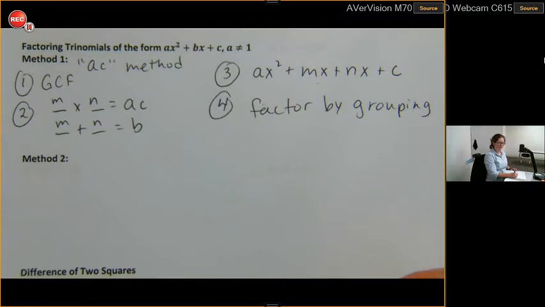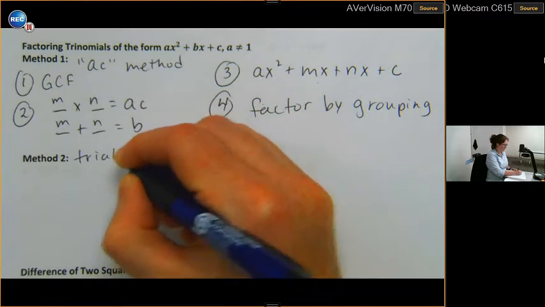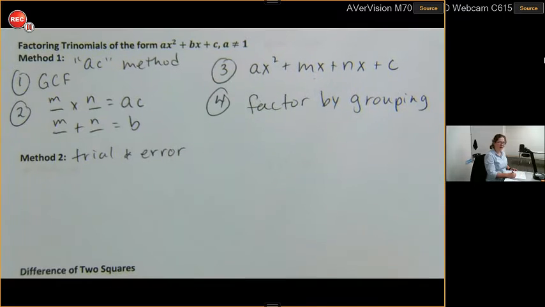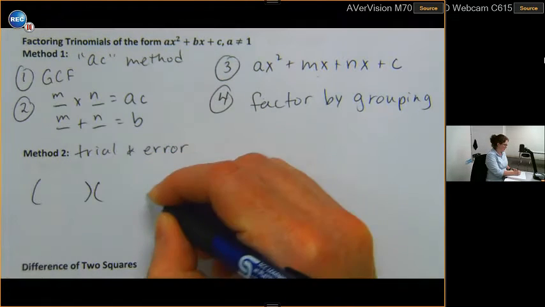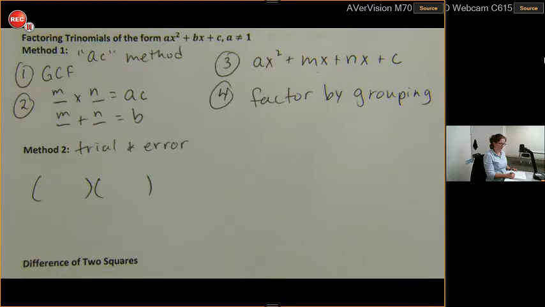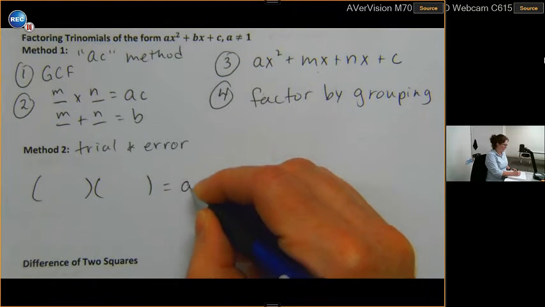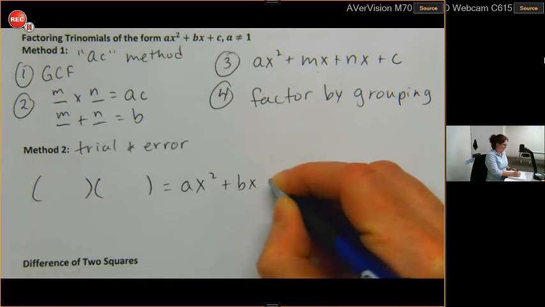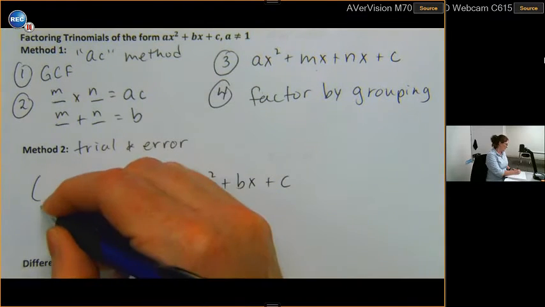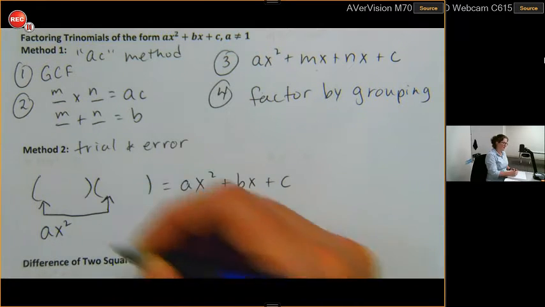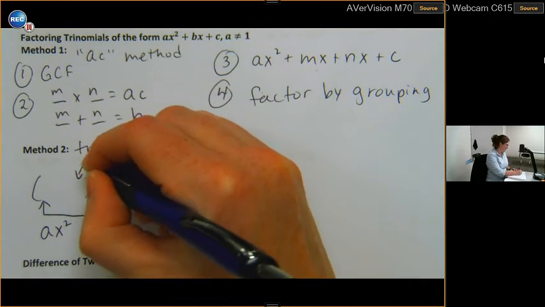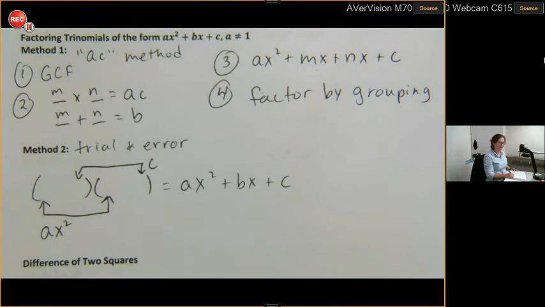The other option is trial and error. And as its name implies, basically you're just trying different possibilities until you get the right answer. So I know that it's a binomial times a binomial, and I know my answer is ax squared plus bx plus c. What I also know is that when I multiply the first two numbers, I get ax squared, and when I multiply the last two numbers, I get c. And so that's kind of giving me my choices for trial and error, and we'll do some examples in just a minute.